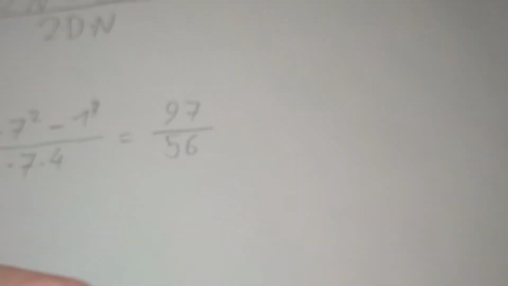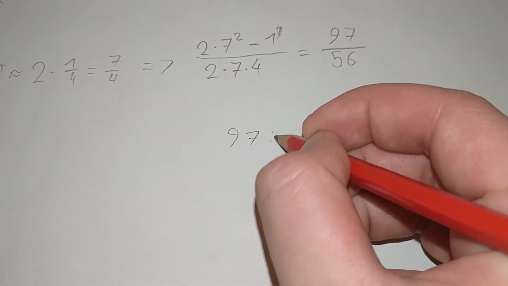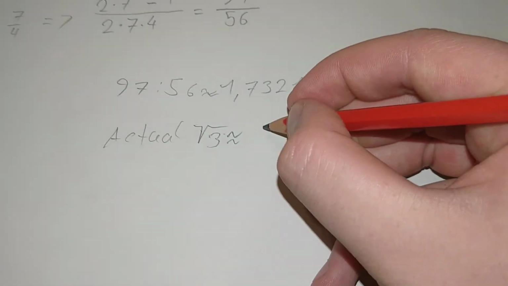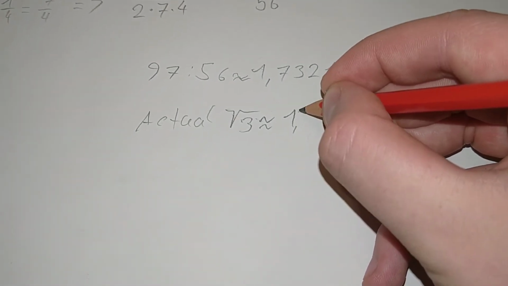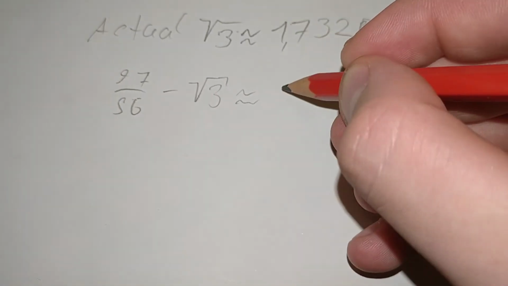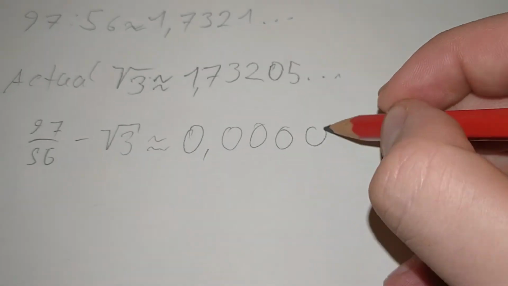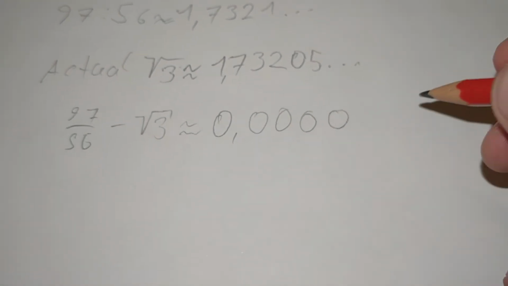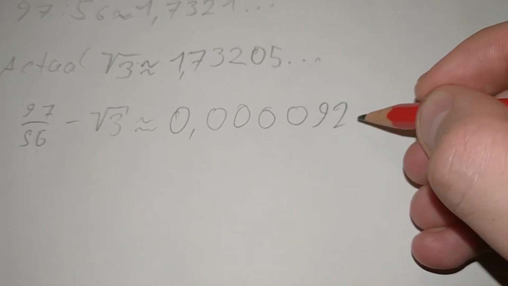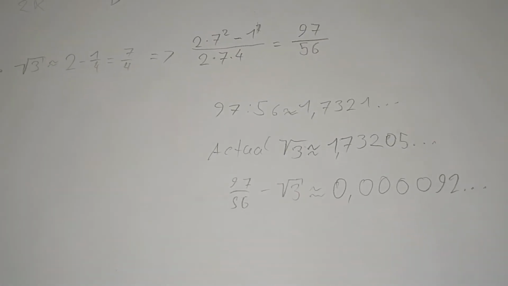To show you how precise this is, 97 divided by 56 is 1.7321, and the actual square root of 3 is about 1.73205. That's only an error of 0.000092 after only one iteration. The next iteration is right to 8 decimal places and the third to 18. That's more precise than most amateur calculators.